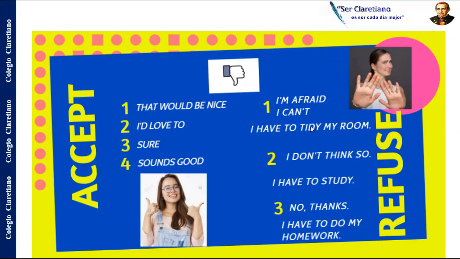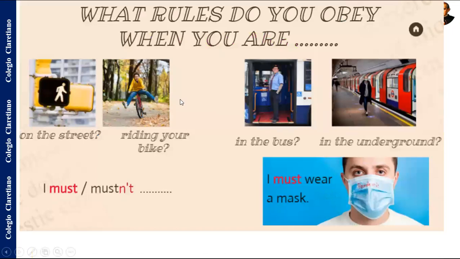And you need to say an excuse. Why you can't go? Why you can't participate? An excuse: I have to tidy my room. I have to study. I have to help my mom. And other excuses. This is when we talk about invitations. Remember, invitations. Then we talk about rules.